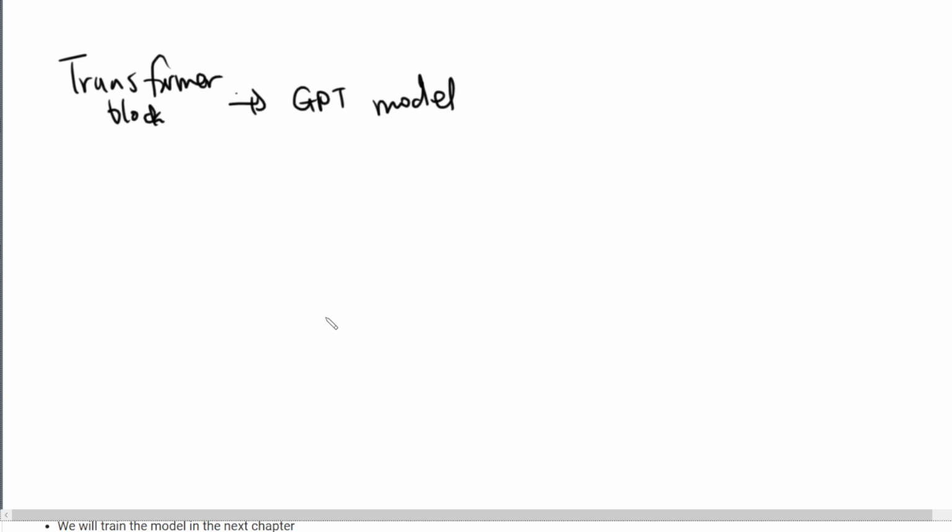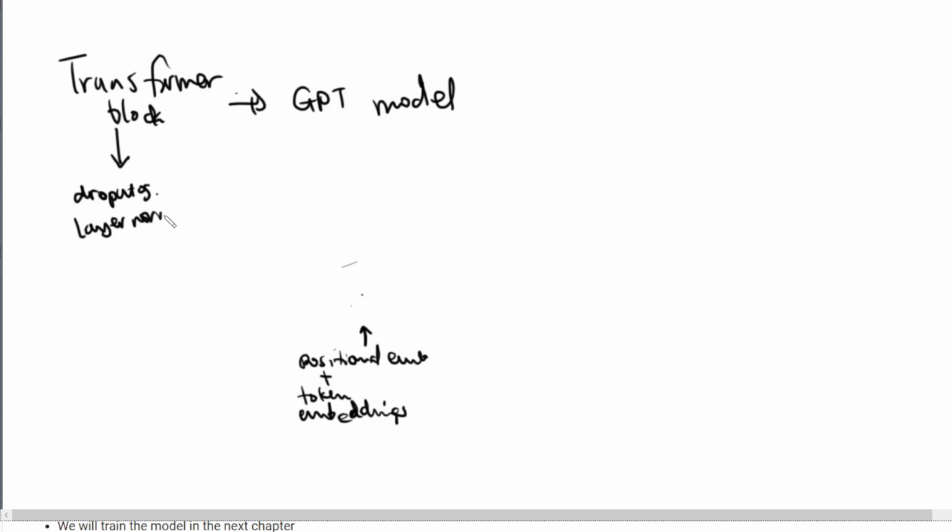The GPT model is composed of the embeddings, which are our token embeddings and our positional embeddings, and then after that we have some normalization layers. In our transformer block we also have dropouts. We discussed them. We discussed layer normalization. We actually created a normalization class.